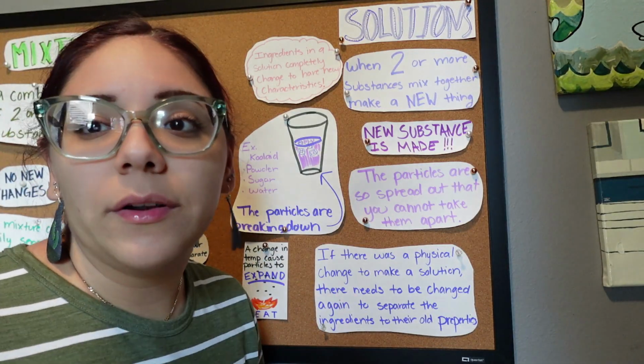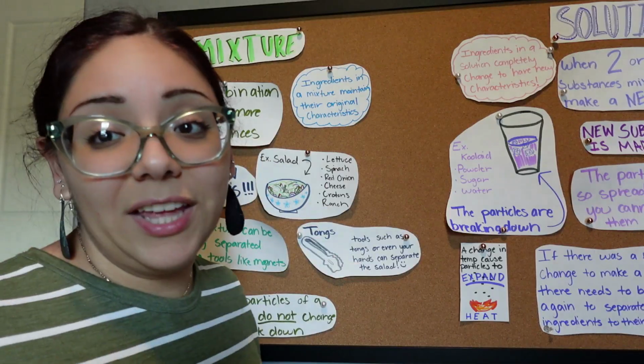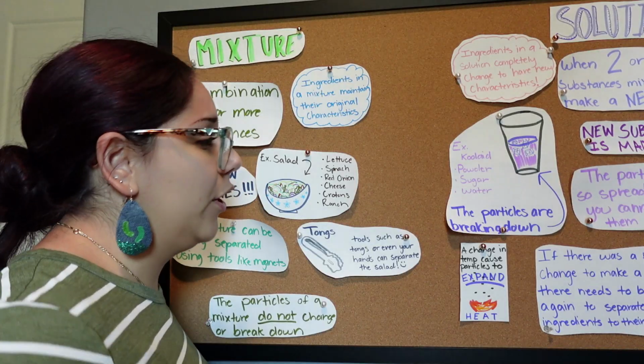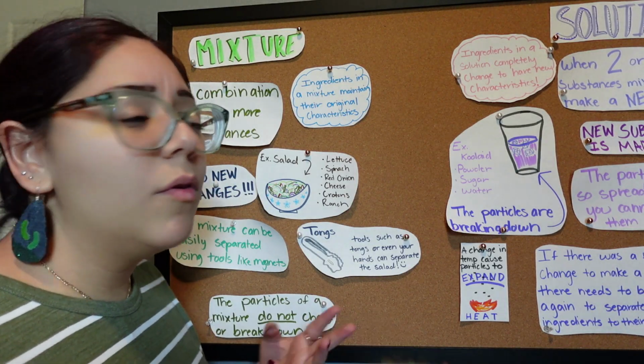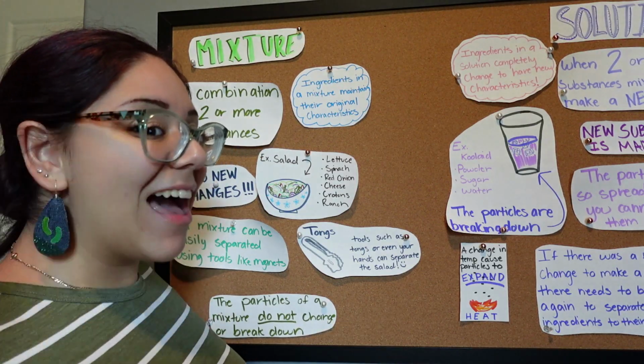So remember, solutions are objects that can't be easily separated. On the other hand, mixtures can be easily separated, whether you use your hand, your tool, or another type of physical property.